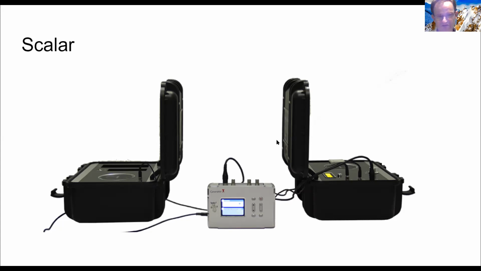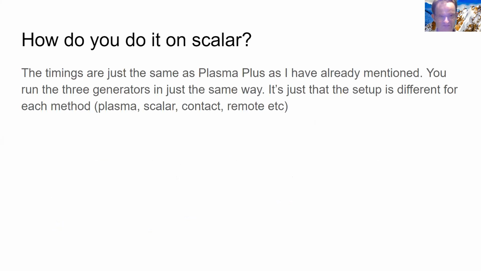Right, now we're going to have a look at running the same protocol with scalar. The methods are just the same as far as timings are concerned. You run 3 generators in the same way because you're just using scalar on your generator X. But you've also got 2 other generators, so you need more equipment to run it on scalar, really. You need an extra XM generator.